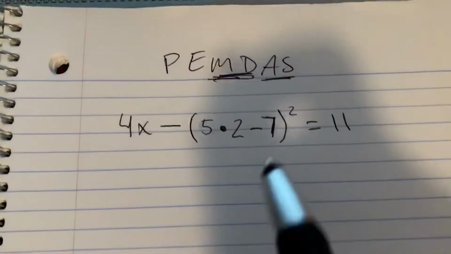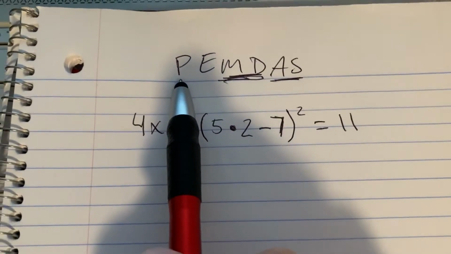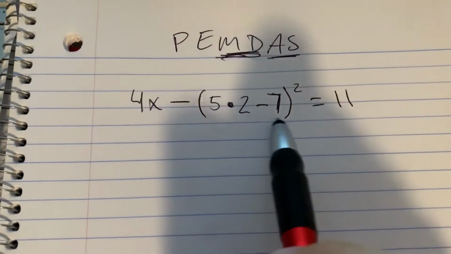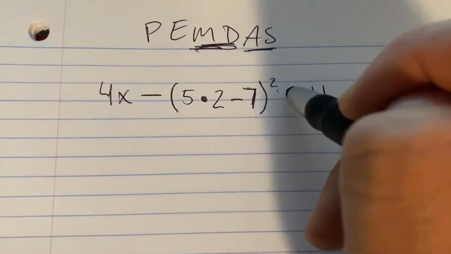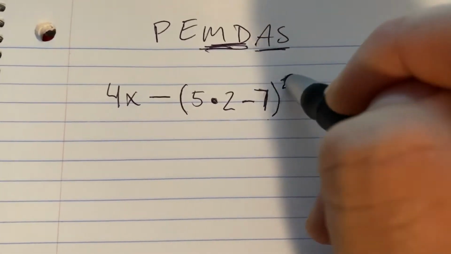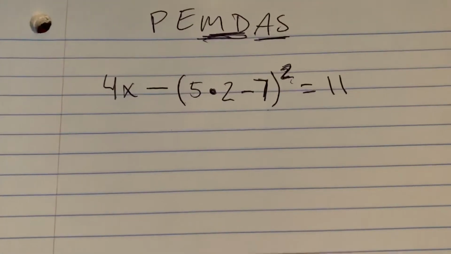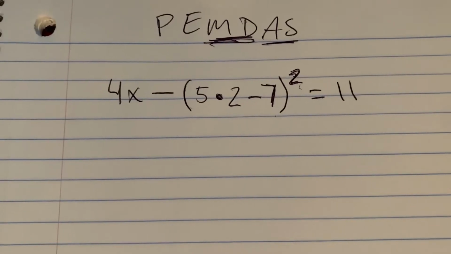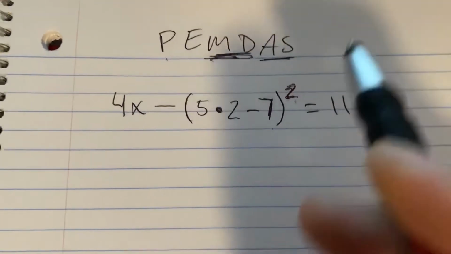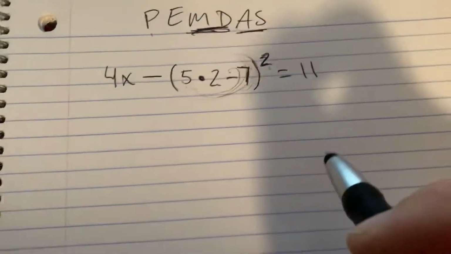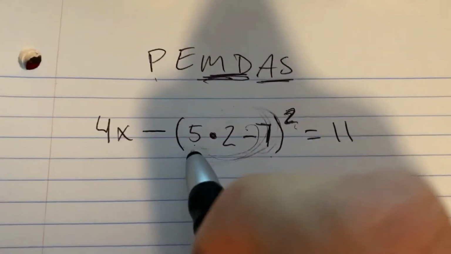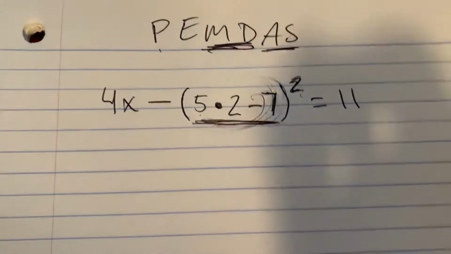So again, we have parentheses first. So if we look here, we have a parentheses. Now, we have a square here. We have an exponent up here. So would we do that first? No, we have a parenthesis first. So we want to solve everything that's inside the parenthesis. So we're just going to strictly focus on what's inside of here.